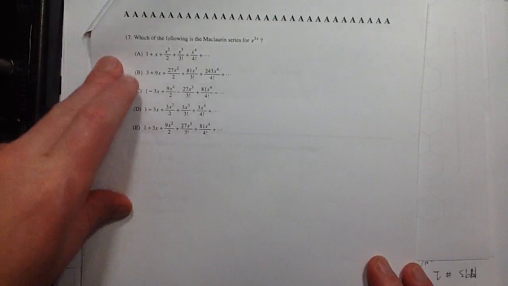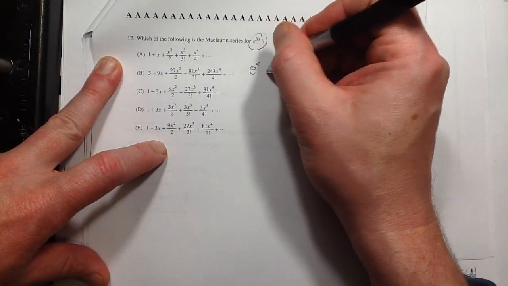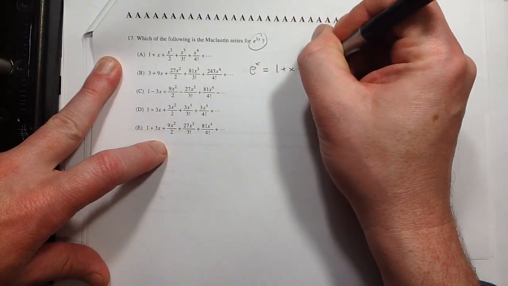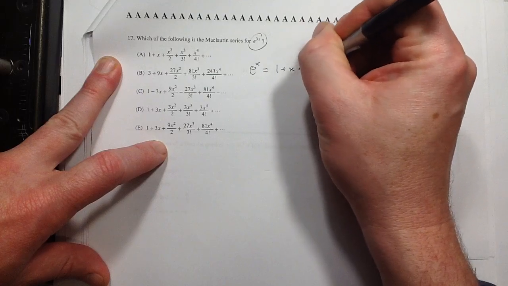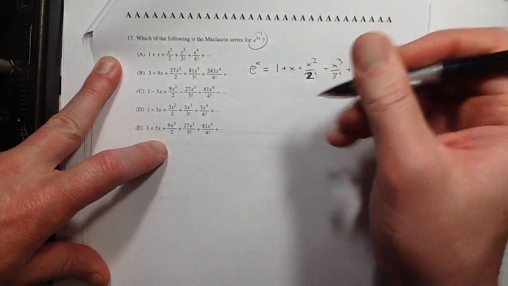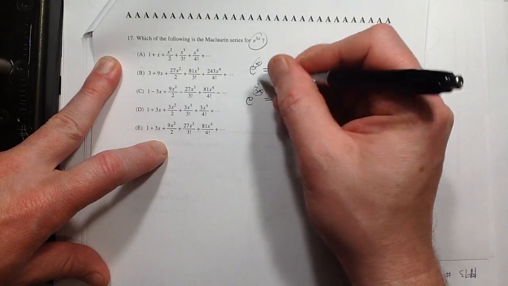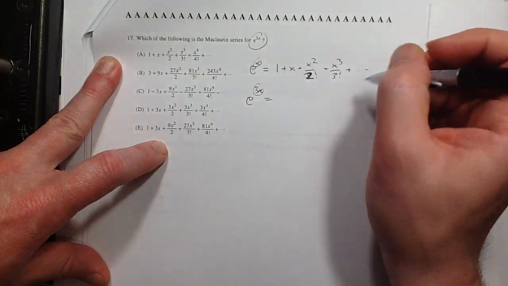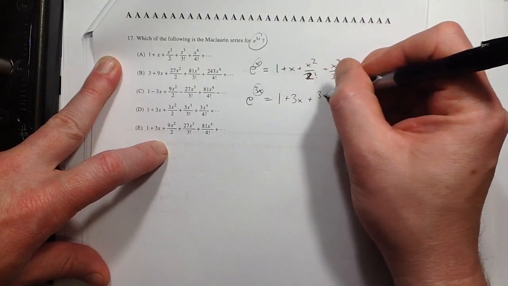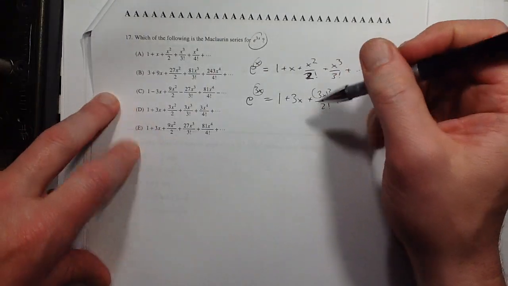All right, which of the following is the series for e to the 3x? Well, e to the x, that's one of the big 4 that I'm supposed to know. That's this. Sorry, that's supposed to be a 2 there. And so on. So e to the 3x is just putting 3x in place of the x's here. So 1 plus 3x plus (3x) squared over 2 factorial, and so on.